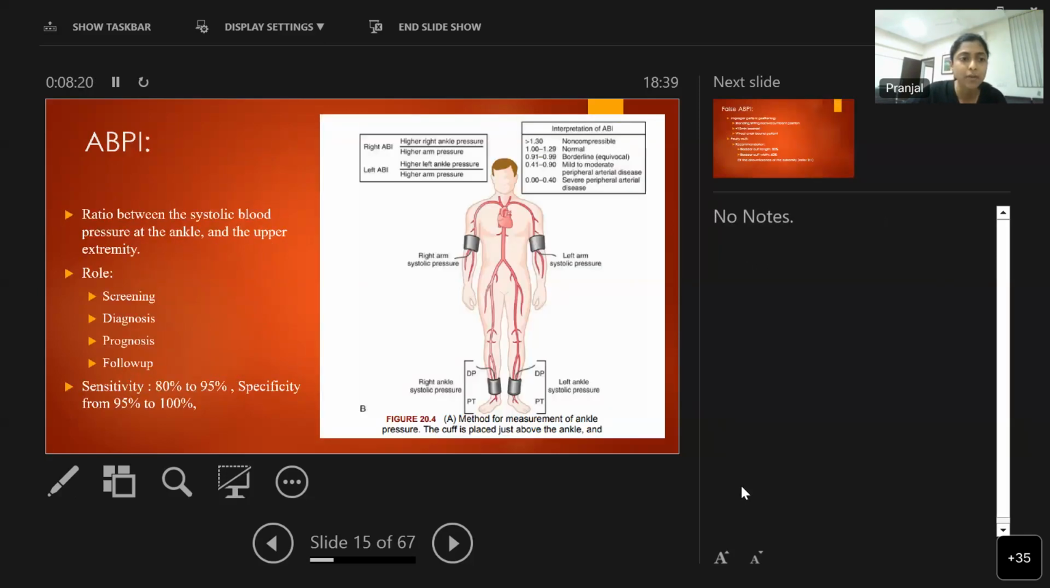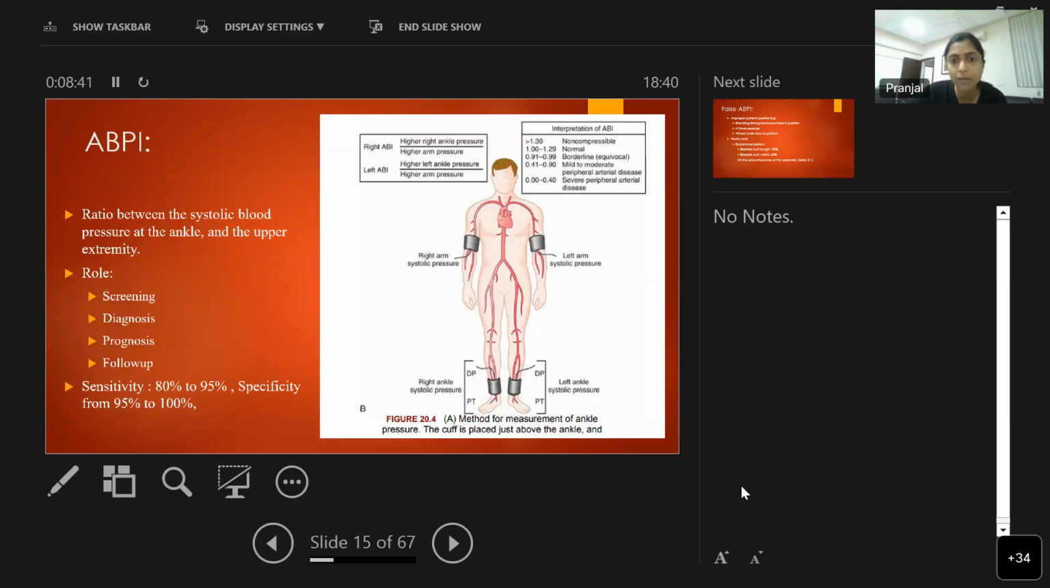The ankle brachial pressure index is a ratio between the systolic blood pressure at the ankle and the highest of the two upper extremity pressures. So if you're calculating the right ABI, then it is right ankle pressure divided by the higher arm pressure, either right or left. Similarly for the left.